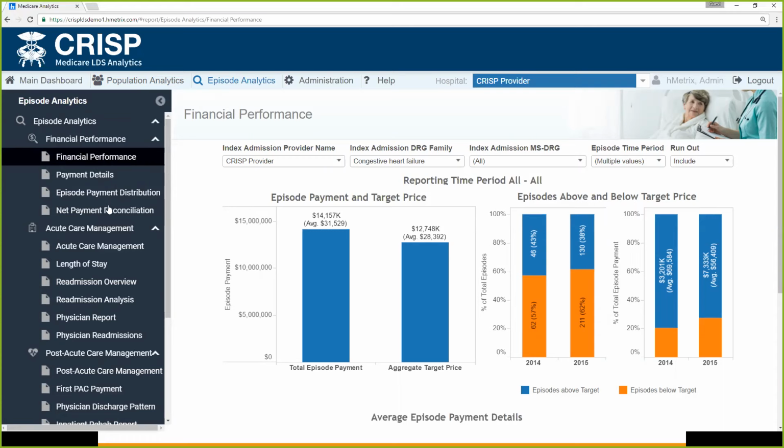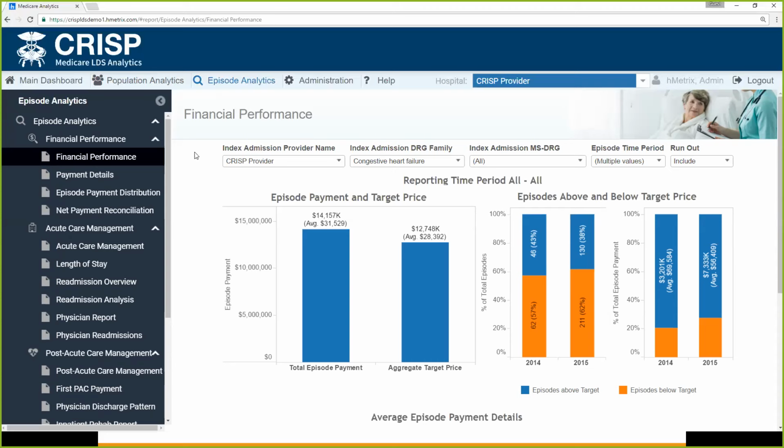So these are more of the macro level type reports. The acute care management and post-acute care management is starting to look at possible solutions and areas of opportunity for that hospital to reduce the payments. The acute care management subsection is looking at things that occur within the short-term acute care hospital, such as length of stay and readmissions. Whereas the post-acute care management section is looking at what happens after the patient is discharged, which home health, which skilled nursing facilities, and which inpatient rehab facilities that your patients are going to, and what kind of readmission rates might be occurring in the different payment distribution that occurs from those different post-acute providers.